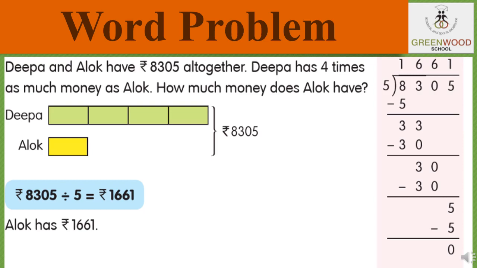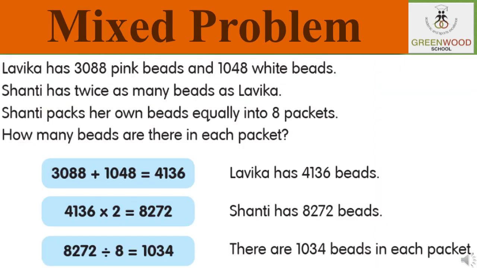And now carry the next 3 down. So the number becomes 33. Now 5 sixes are 30. So 33 minus 30, again we get 3. Carry the number 0 down. 5 sixes are 30. 30 minus 30, 0. Carry the last number 5 down. We know that 5 ones are 5. So we get remainder 0 and 1661 as quotient. That means Alok has rupees 1661.